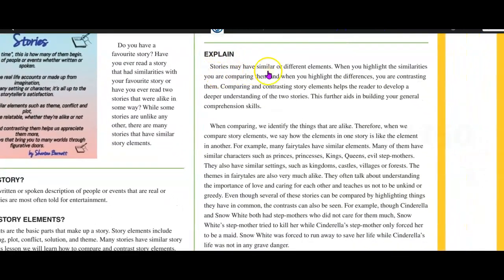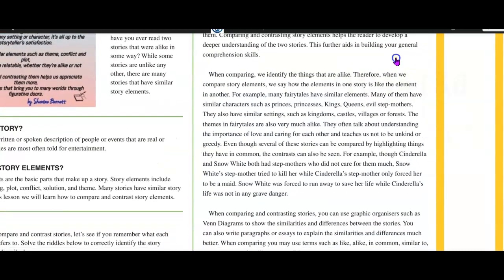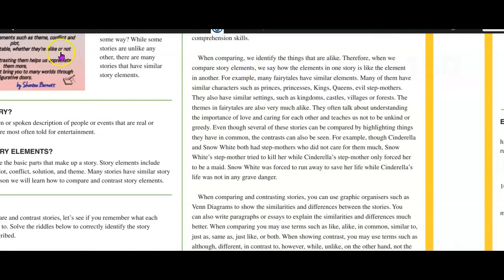Explain. Stories have similar or different elements. When you highlight the similarities, you are comparing them. When you highlight the differences, you are contrasting them. Comparing and contrasting story elements help the reader to develop a deeper understanding of the two stories. This further aids in building your general comprehension skills.